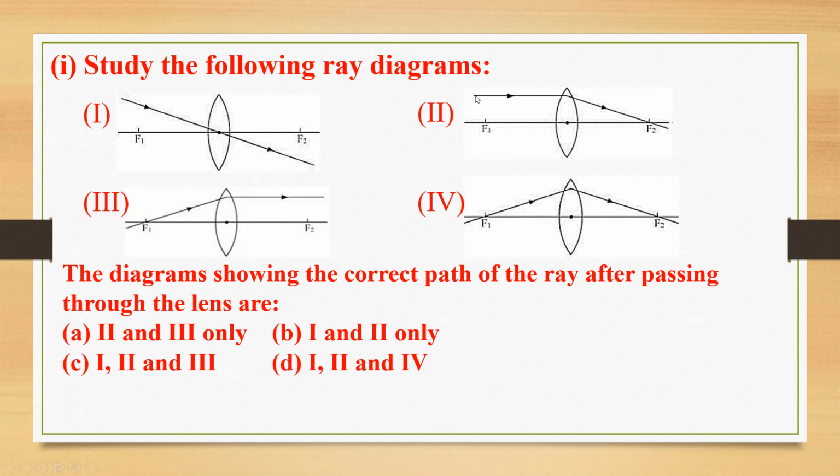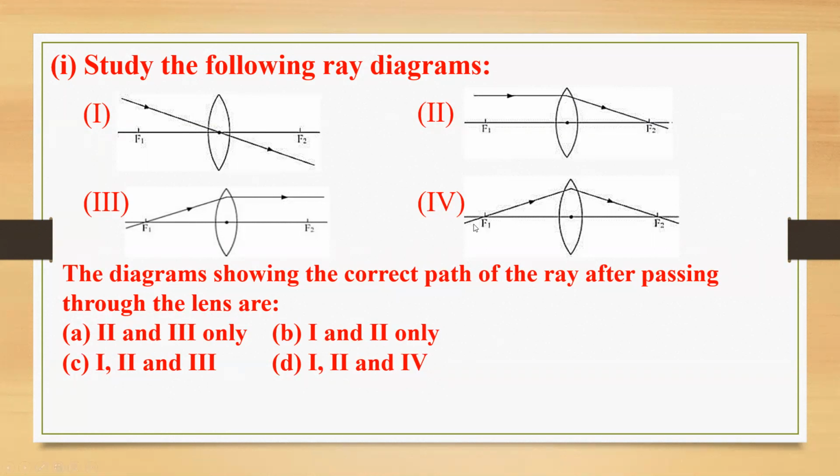Second one: if the light ray is parallel to the principal axis, then the refracted ray will pass through the focus, that is F2, the second focus. This is also a correct one, that we know. Parallel should go through the focus. Next, third one: if the ray of light passes through the focus one, then the refracted ray will be parallel to the principal axis. So the third one is also correct.